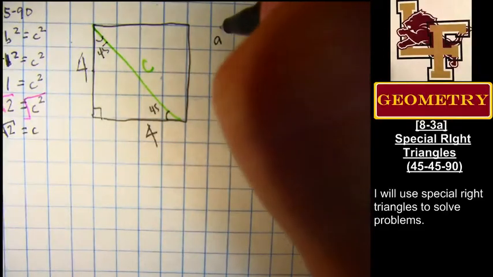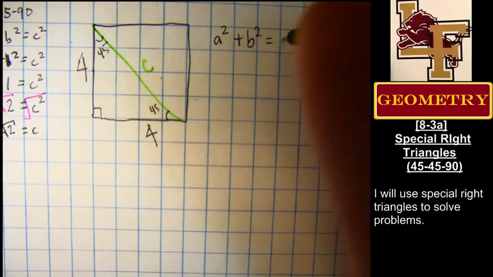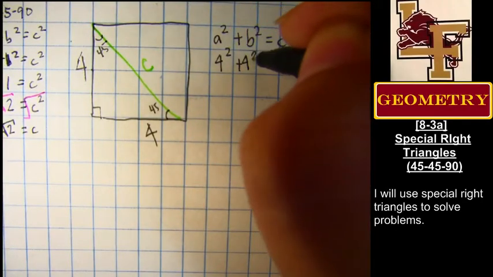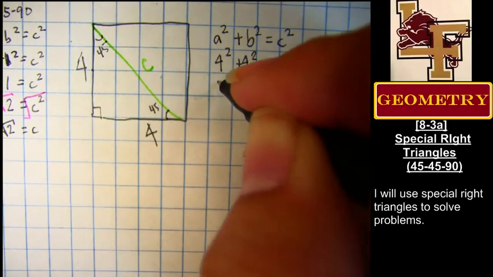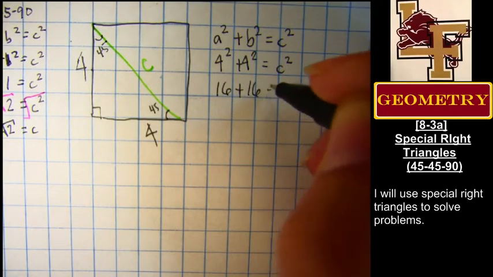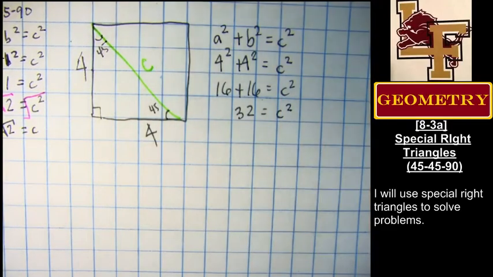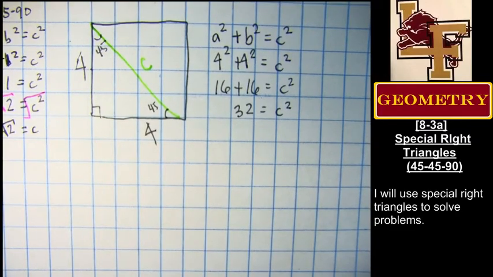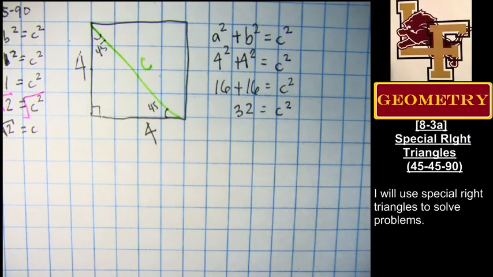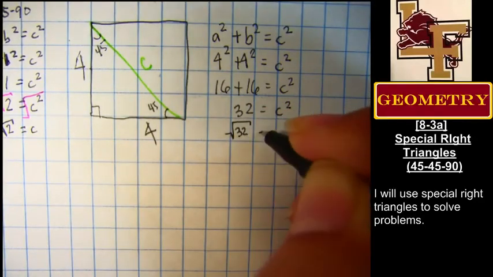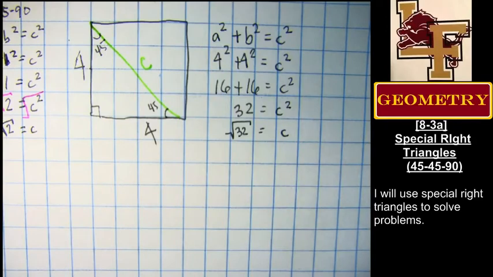All right, back to the Pythagorean theorem. a squared plus b squared equals c squared. a and b this time are 4 each. 4 squared is 16. And 16 plus 16 is 32. Again, to clear the square power, I have to take the square root. Once again, no calculator, no decimal. So I've got to simplify this thing by hand.